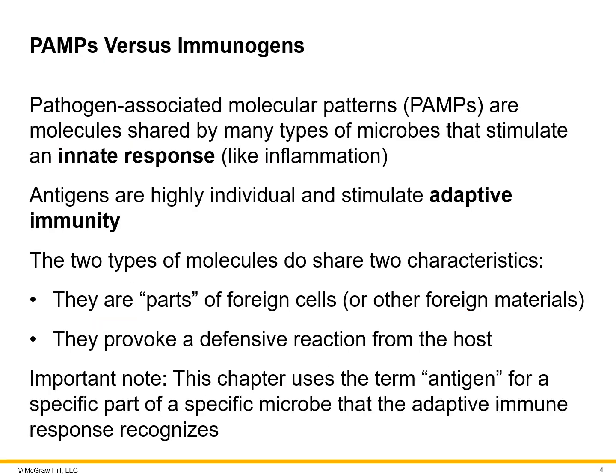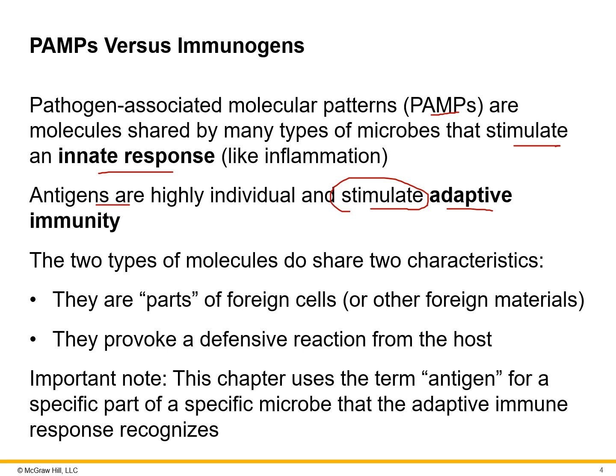In chapter 15, we talked about PAMPs, those pathogen-associated molecular patterns, as part of our second line defense that gets activated. So again, these stimulate that innate response. So things like inflammation, phagocytosis, again, not a specific reaction. So they're part of our second line defenses. That is different than immunogens. So antigens, though, are highly individualized, and they stimulate the adaptive immunity. So PAMPs are part of our innate response, that second line defense. Antigens are going to activate our adaptive immunity.